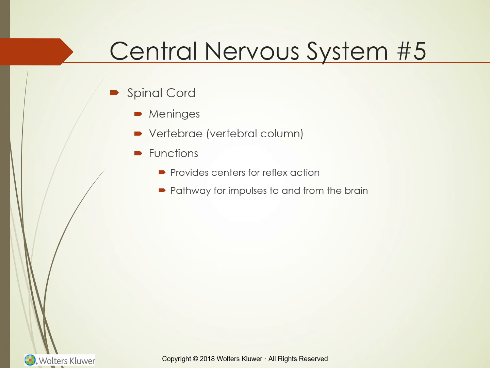Its two main functions are to provide centers for reflex action and to serve as a pathway for impulses to and from the brain. The sensory fibers enter the posterior or dorsal portion of the cord, while the nerve fibers that transmit motor impulses run outward to the peripheral nerves from the anterior or ventral portion of the cord.